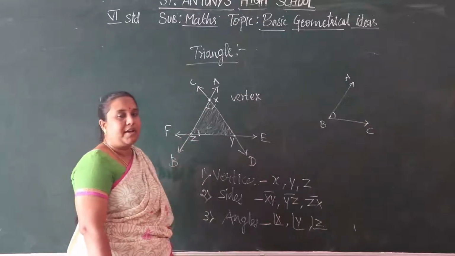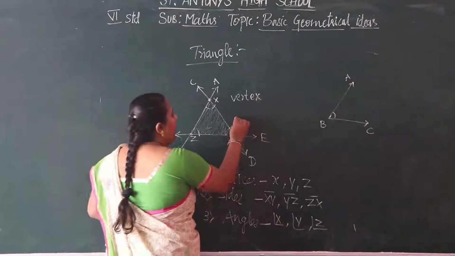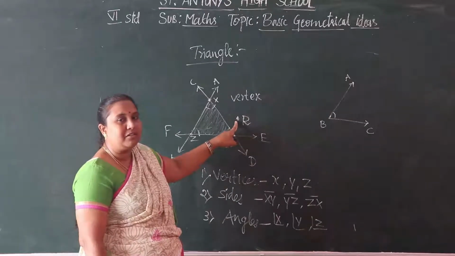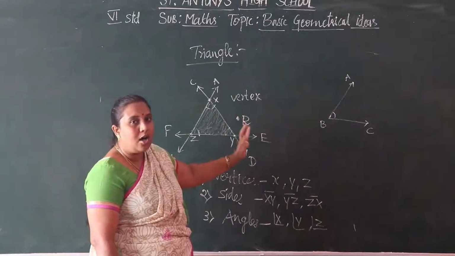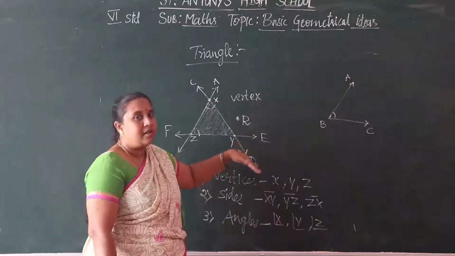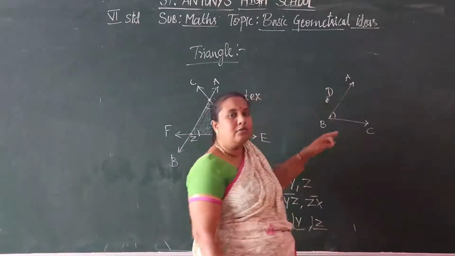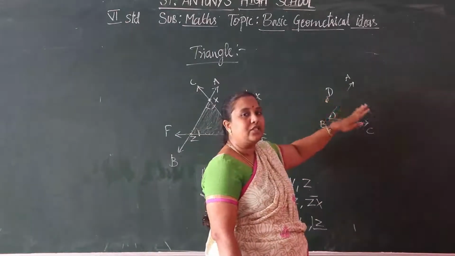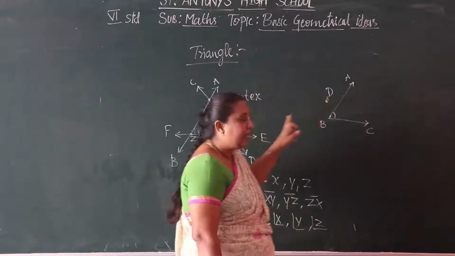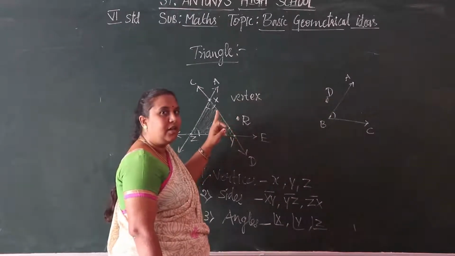And exterior of the triangle. If any point, we can take R. So where is the point R? How to mention this point R? The point R is exterior of the triangle. Here, a point R is exterior of a triangle. Okay, understood?